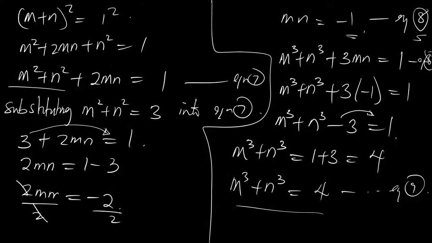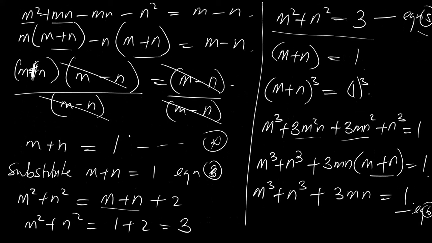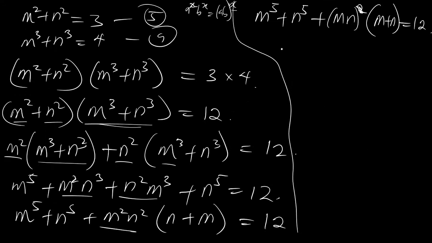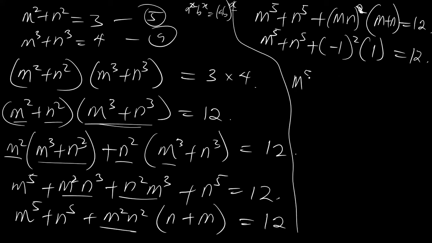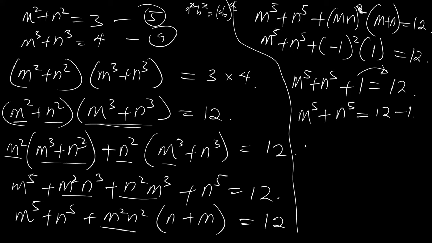Now, from equation 8, we know mn to be equal to minus 1 and m plus n to be equal to 1. So if you plug in minus 1 here, we have m raised to power 5 plus n raised to power 5 plus minus 1 squared times 1 is equal to 12. Minus 1 squared is plus 1, so plus 1 times 1 is 1. Moving this plus 1 to the other side becomes minus, so you have m raised to power 5 plus n raised to power 5 equals 12 minus 1. So m raised to power 5 plus n raised to power 5 is equal to 11.